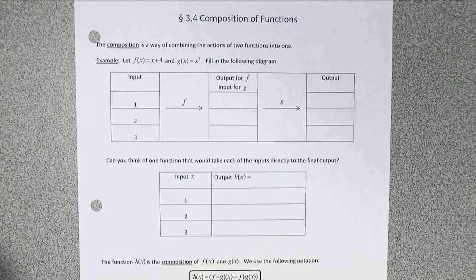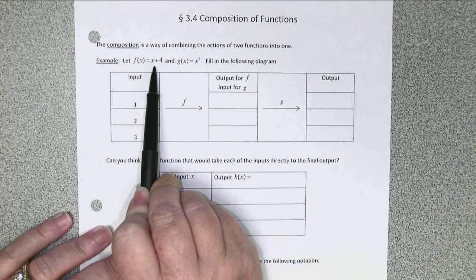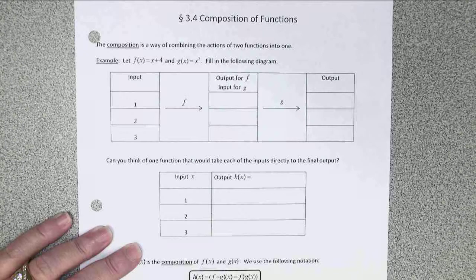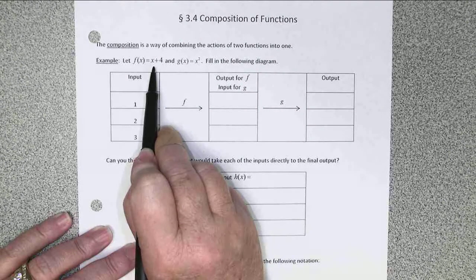This is Math 139, Section 3.4, where we'll be talking about the composition of functions. Composition is basically a way of combining the actions of two functions into one single function. As an example, I'm going to start with the two functions f of x equaling x plus 4, and g of x, which equals x squared.